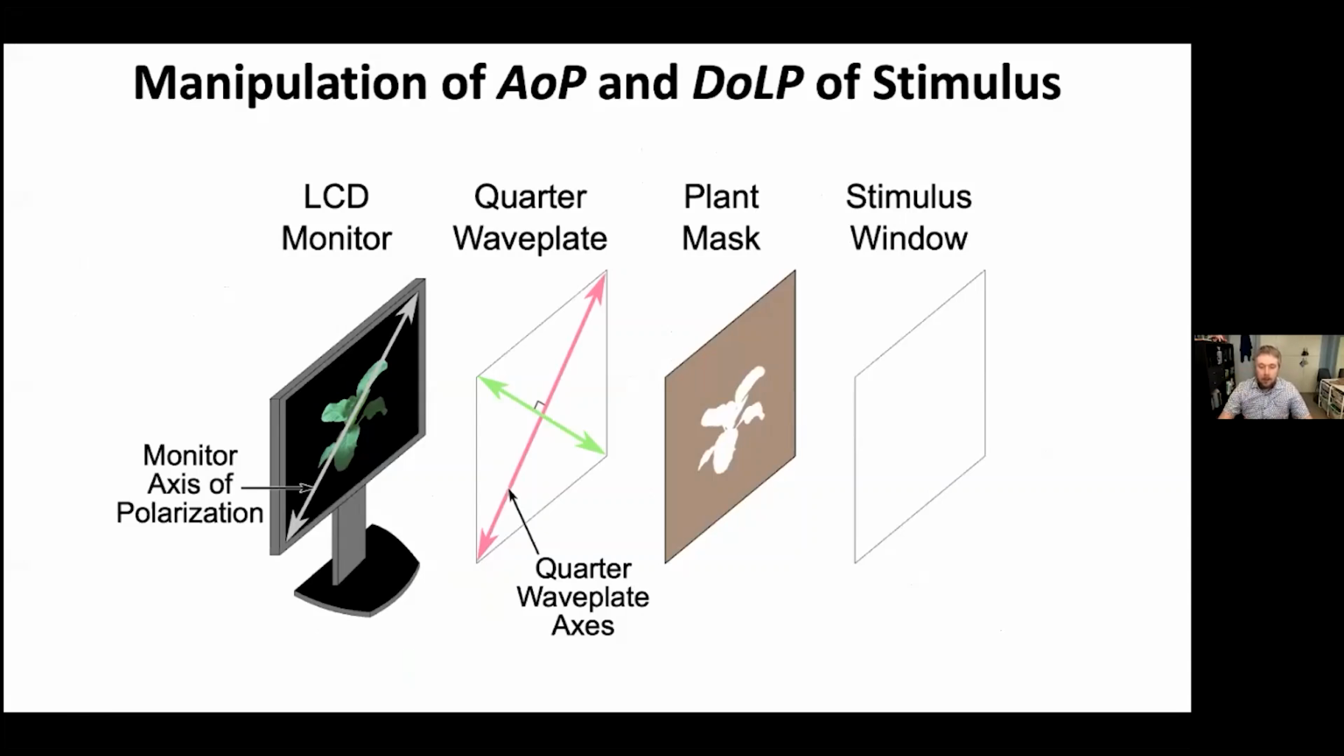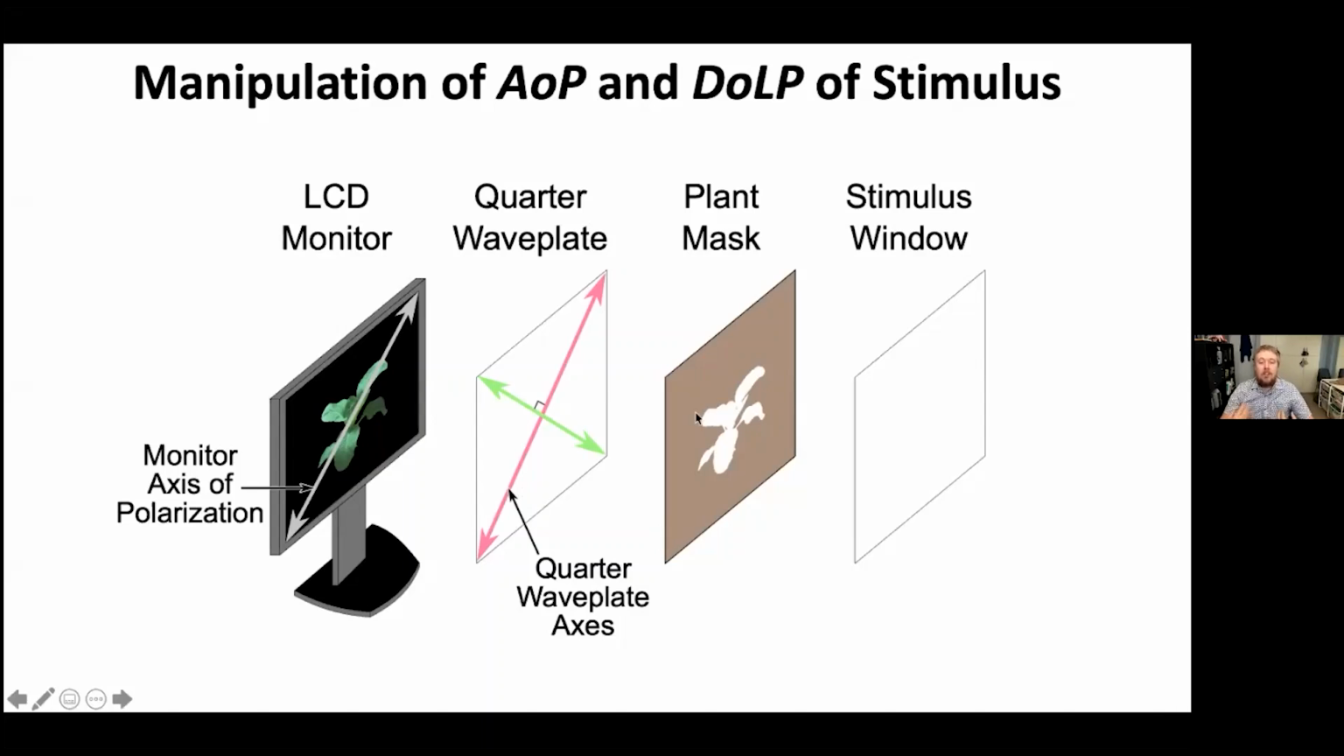Next, we had a quarter wave plate, which can convert linearly polarized light to circular or elliptically polarized light. And unless you're a mantis shrimp, circularly polarized light is going to appear the same as unpolarized light. The strength of this effect depends on the alignment of the axis of polarization of the monitor and the two axes of the quarter wave plate.